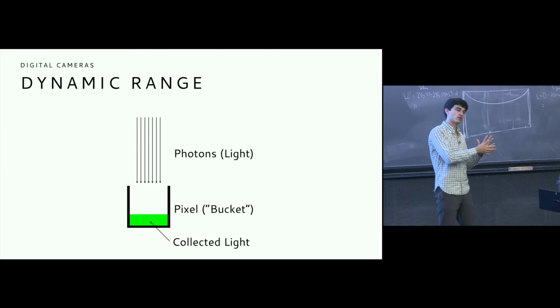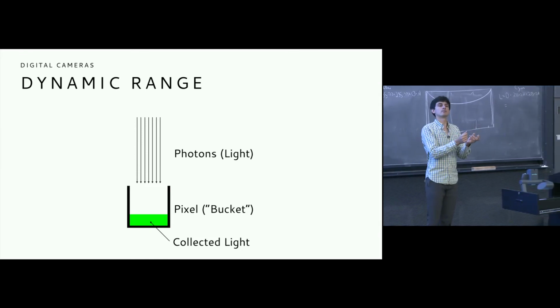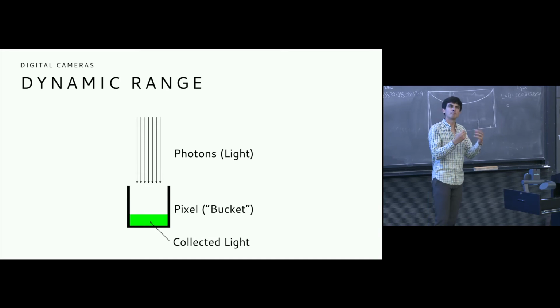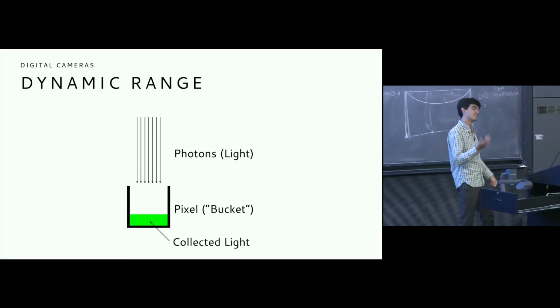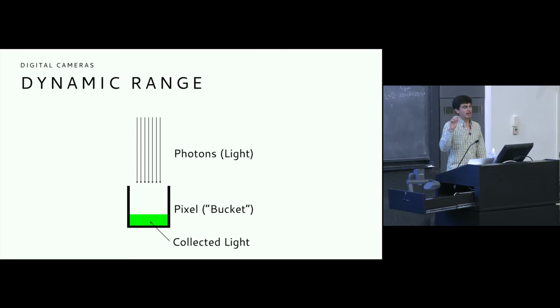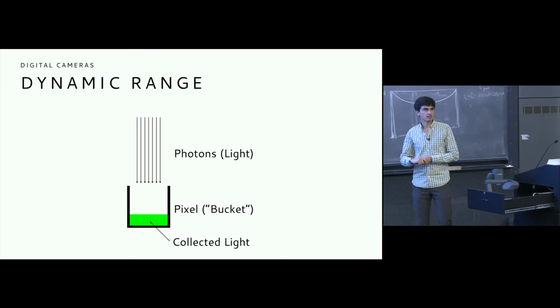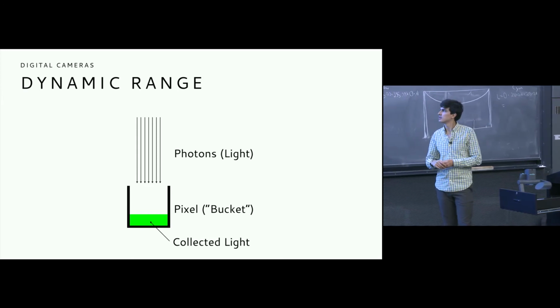We can collect a certain number of photons, but beyond that, it just overwhelms that pixel. We just cannot capture, cannot measure anything more. And what we see that as is a total overexposure. That pixel is fully white, and there's no texture as a result.